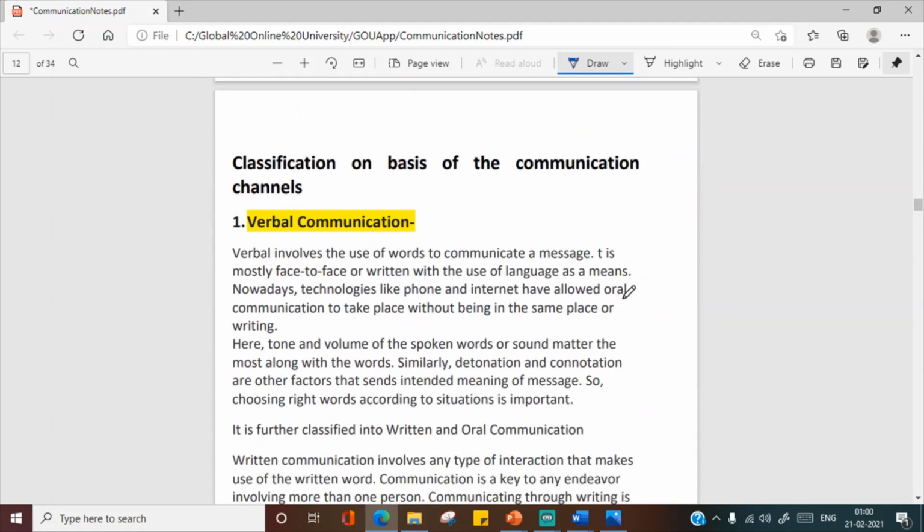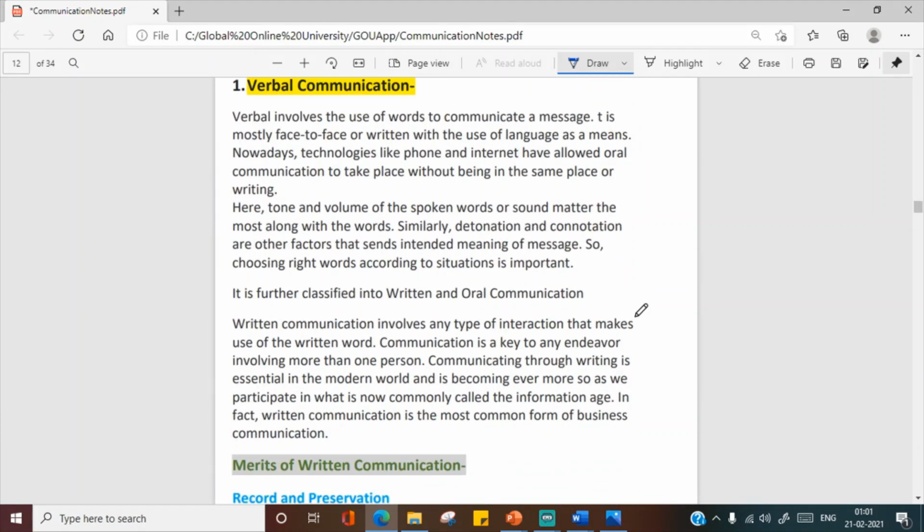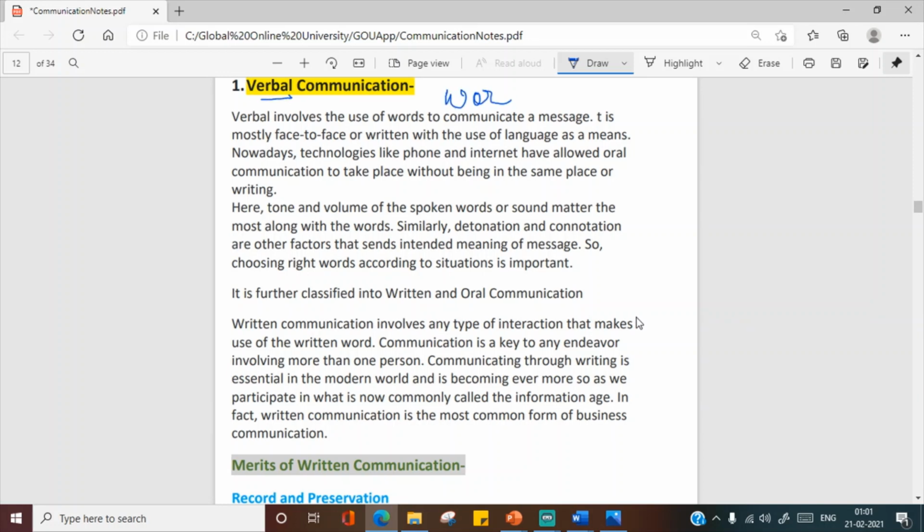Now let's talk about communication on the basis of communication channels. First is verbal communication. Very simple. Verbal communication is communication where words come into play. It involves use of words, mostly face to face, or written communication. When you are talking to your teacher or your friend or your mother, that is verbal communication. So phone and internet has allowed oral communication to spread a lot.